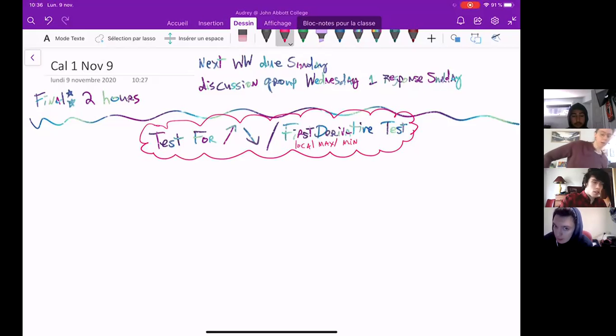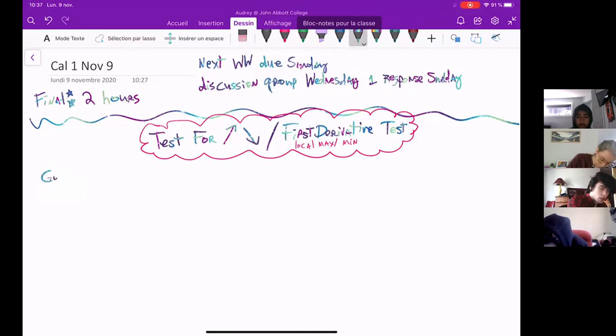So we're just going to remind ourselves briefly about the steps that we follow to apply the first derivative test so that we can have them in a clear way. Or rather, we'll call this guidelines for the first derivative test.